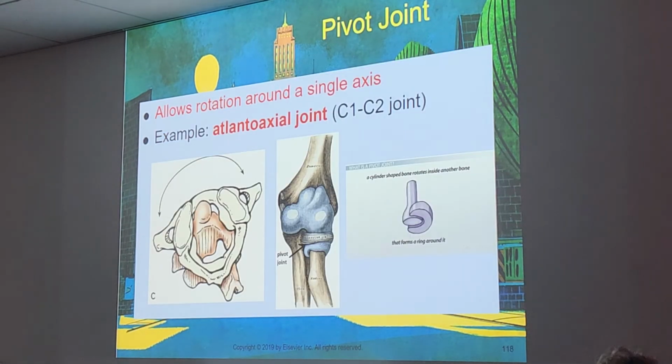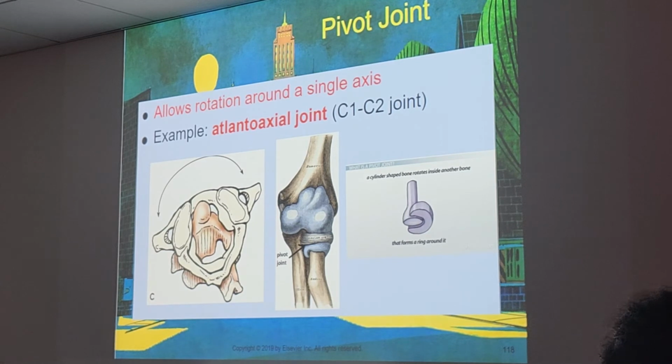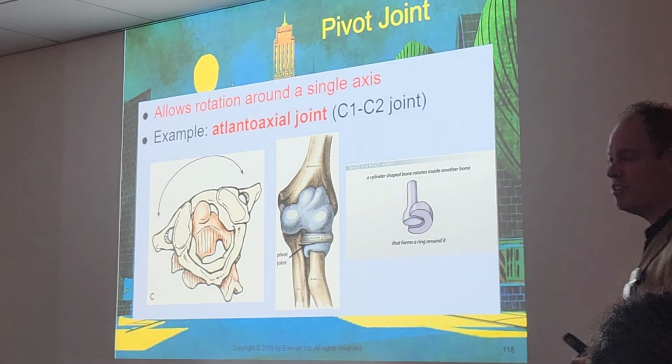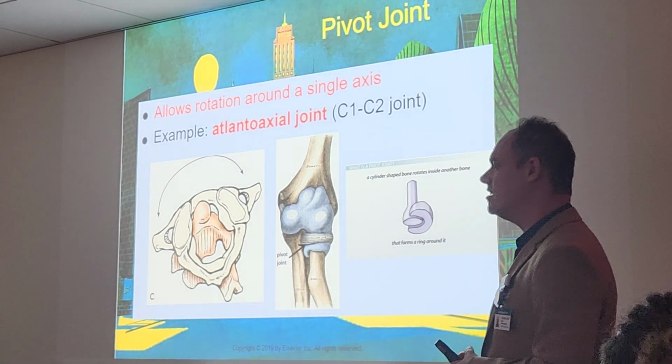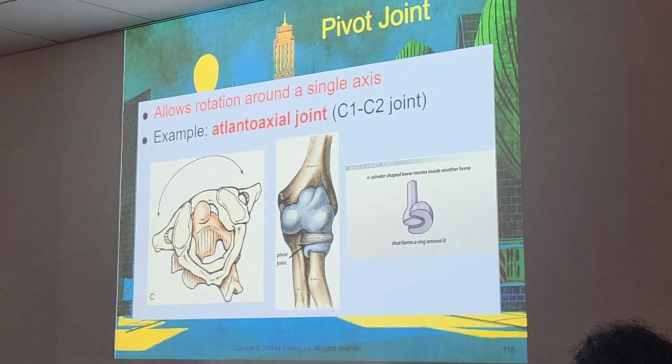Okay, next we have the pivot joint. What do you think it does? It pivots. Thus it's called the pivot joint. Allows what we call a rotation around a single axis. Our most famous would be the atlantoaxial joint, the C1, C2 joints.